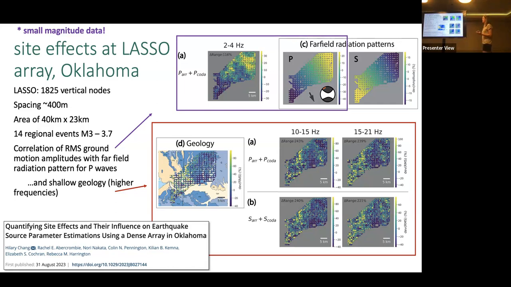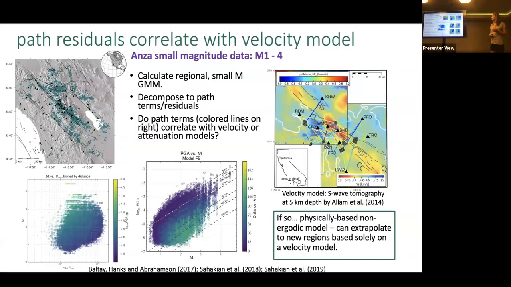So here's an example of how we can use geology, in a location where we maybe don't know the seismicity, or we don't have as much seismicity in Oklahoma, to predict the ground motion. So this is a really appealing idea, using other information to help us inform the ground motion models. And again, this is small magnitude data.